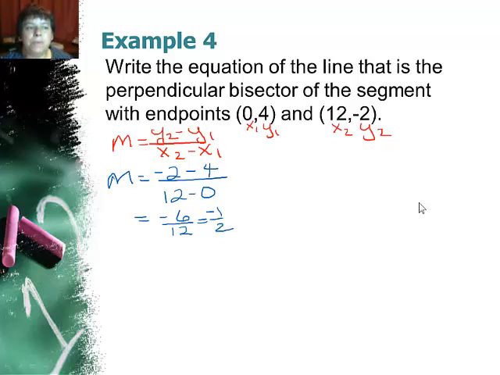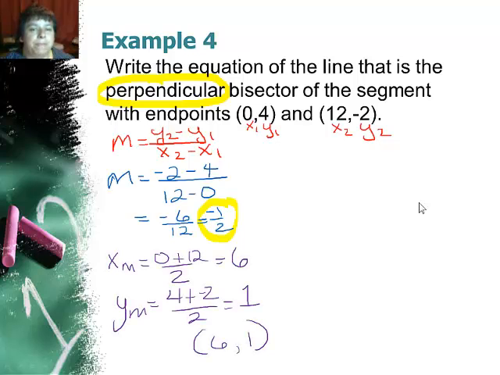Now it's the perpendicular bisector, by the way, so I'm not actually going to use that slope. But before I do that, let me go ahead and find the midpoint. So there's that slope. We're going to flip it. But let's find the midpoint right now, and all I do is add the x coordinates and take the average. So 0 plus 12 over 2 is 6. That makes sense. Halfway between 0 and 12 is 6.